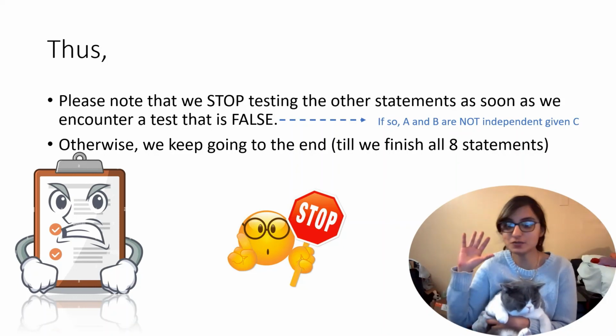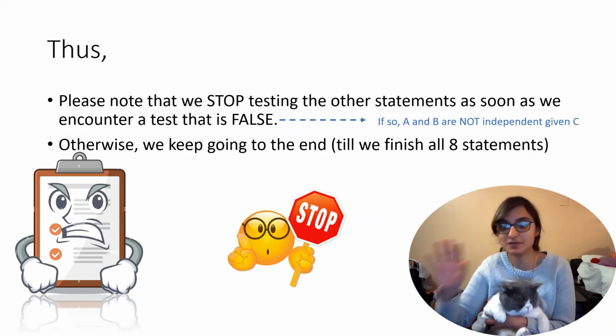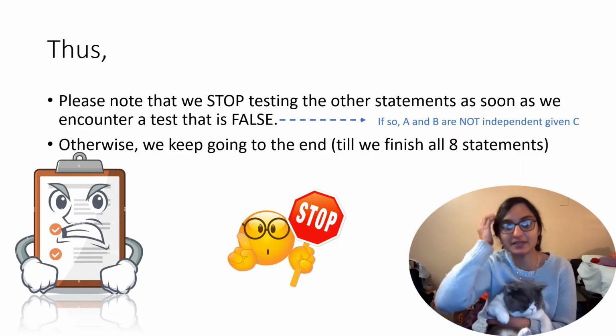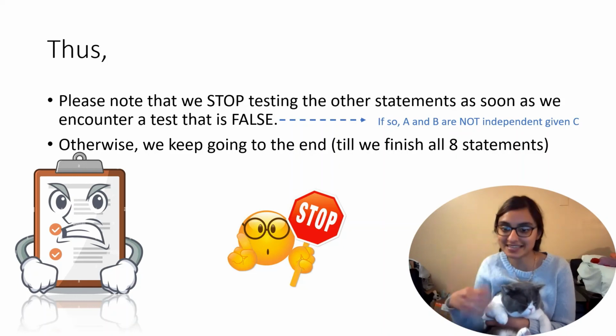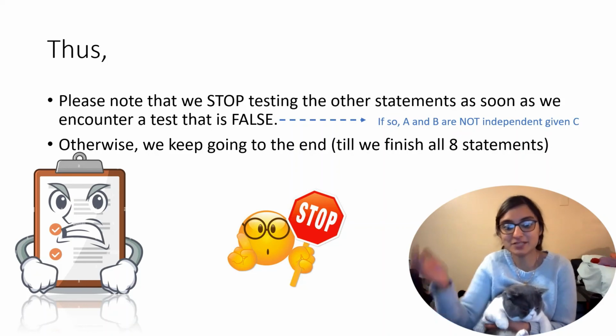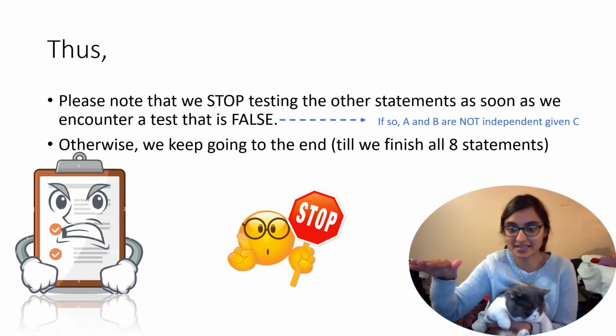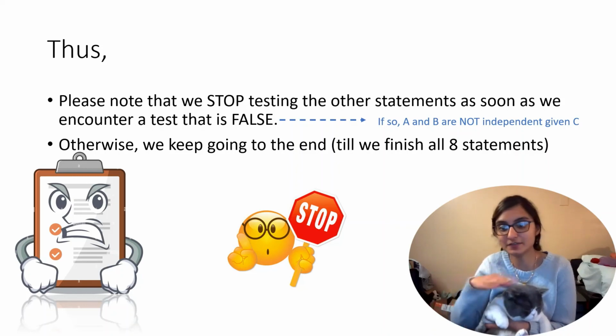So as soon as we reached that and it failed, we just stop testing the other statements. We don't need to test the other 7 because this was a false test. This test did not work out for us. And that's actually great, because if your first test out of 8 fails, you don't have to spend time doing the others. You save a ton of time. Otherwise, you have to keep going to the end, check the second test, third, fourth, fifth, sixth, seventh, eighth, to see if each of those passes.